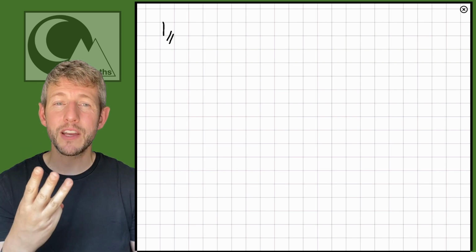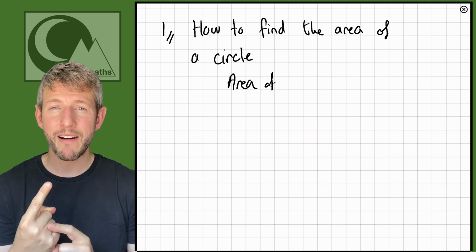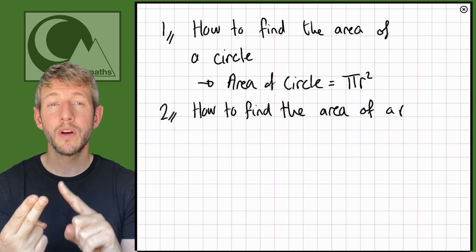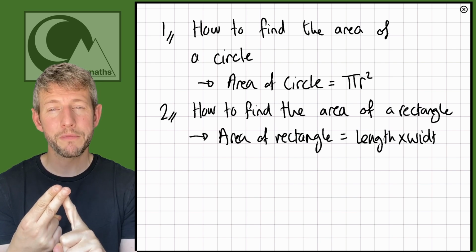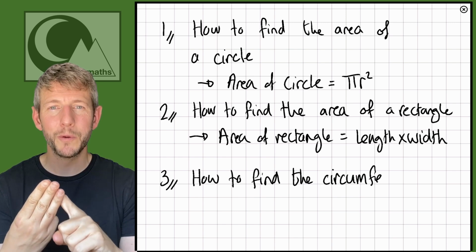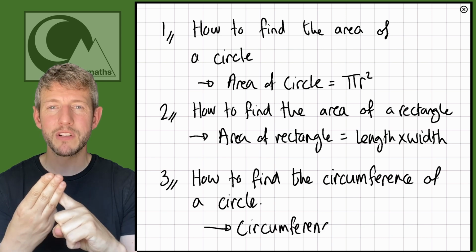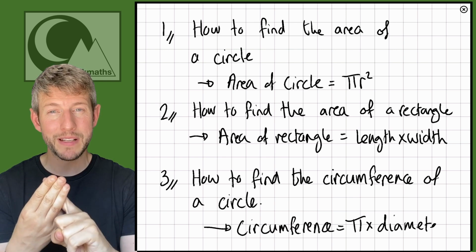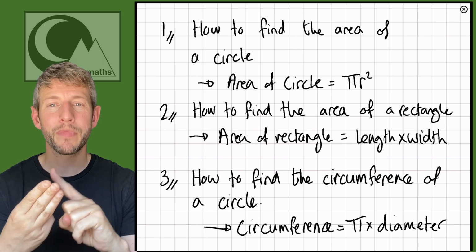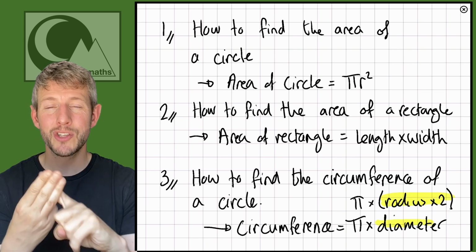So the three key things that you need to know are: one, how to find the area of a circle, which is area of a circle equals pi r squared. Two, you need to know the area of a rectangle, which is going to be length times width. And third, you need to remember how to find the circumference of a circle, okay? Because that is going to give us the dimensions of one of the rectangles. And so circumference of a circle is pi times diameter, or remember, pi times radius times 2, because the diameter is equal to the radius times 2.